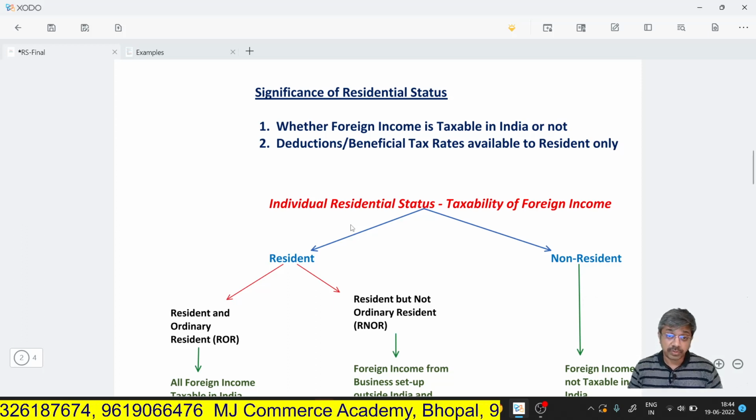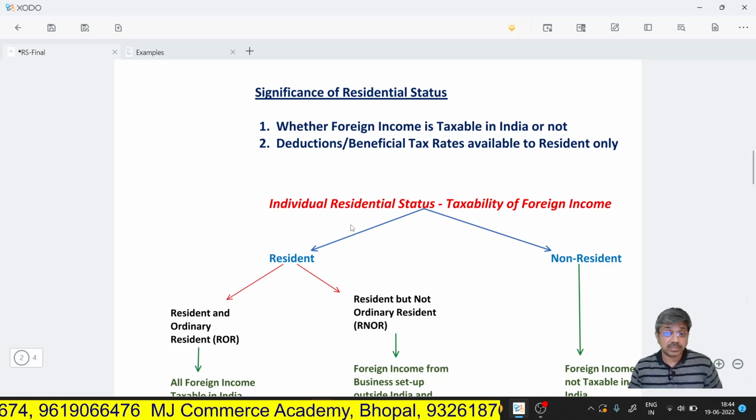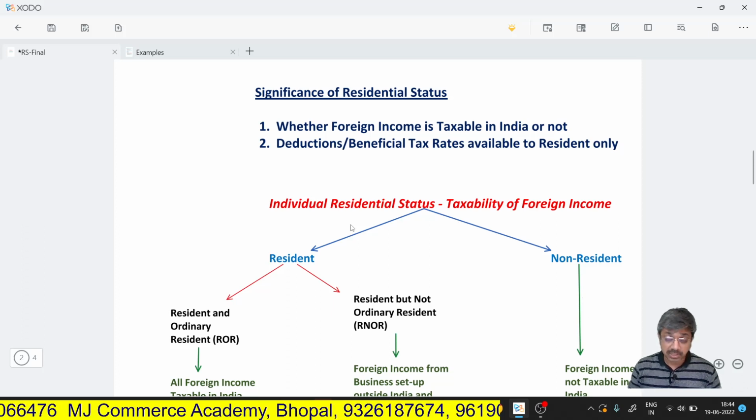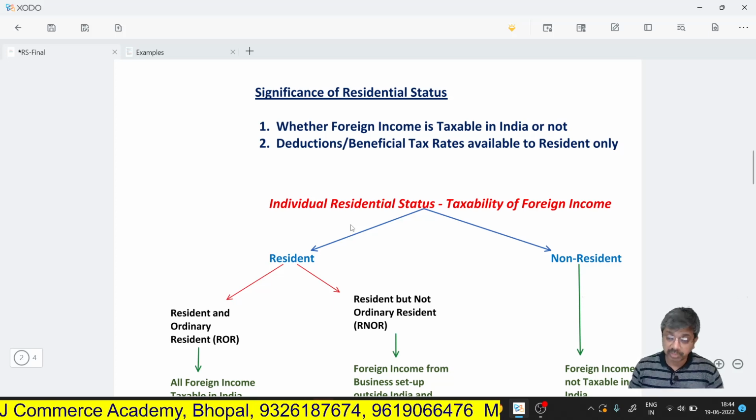For computation of income of an individual or any other person, this is the first step to determine. This is the first step where we need to determine whether a person is a resident or a non-resident. If a person is a resident, then the foreign income of that individual, I am focusing on individual because I'm going to explain the determination of the residential status of an individual.